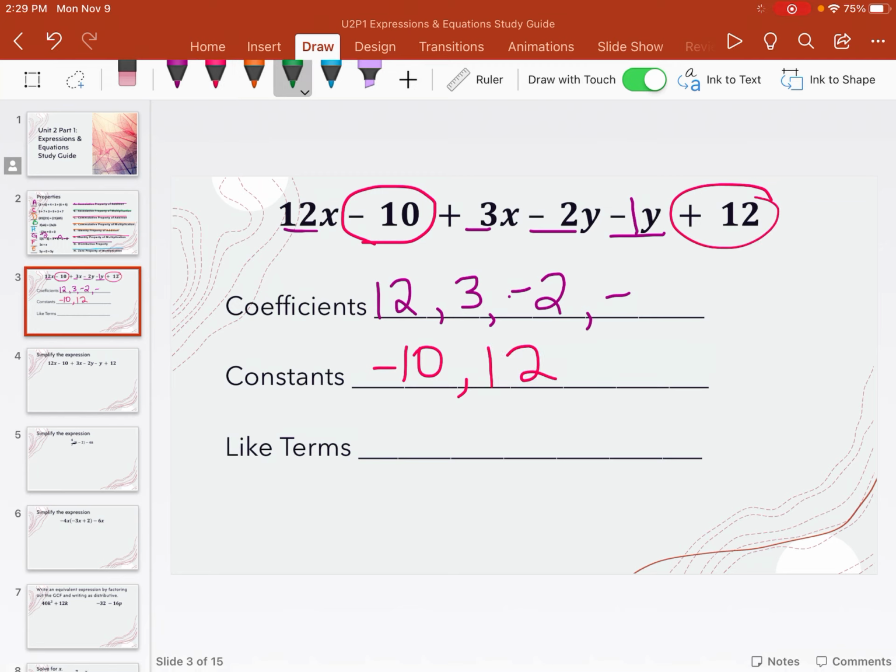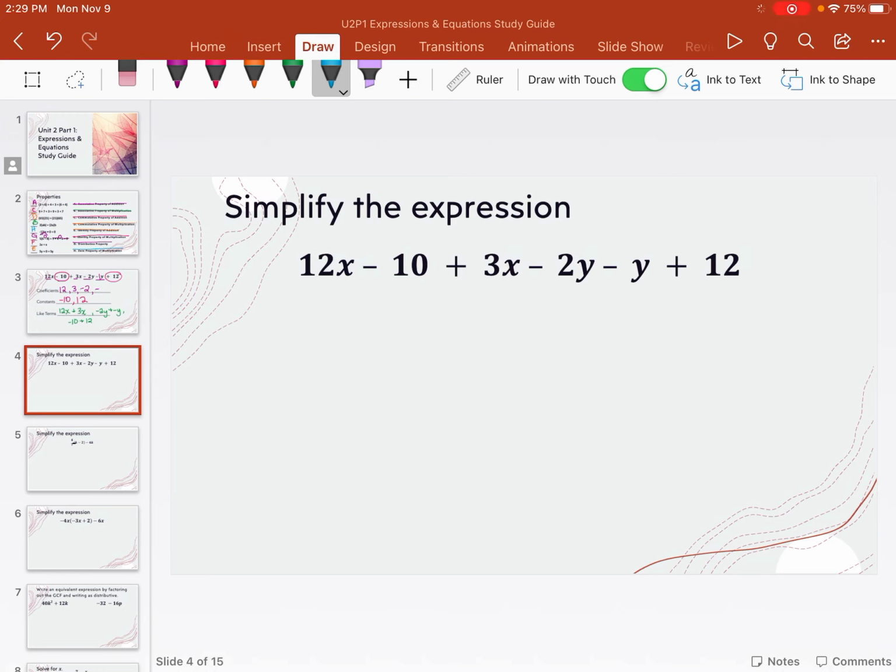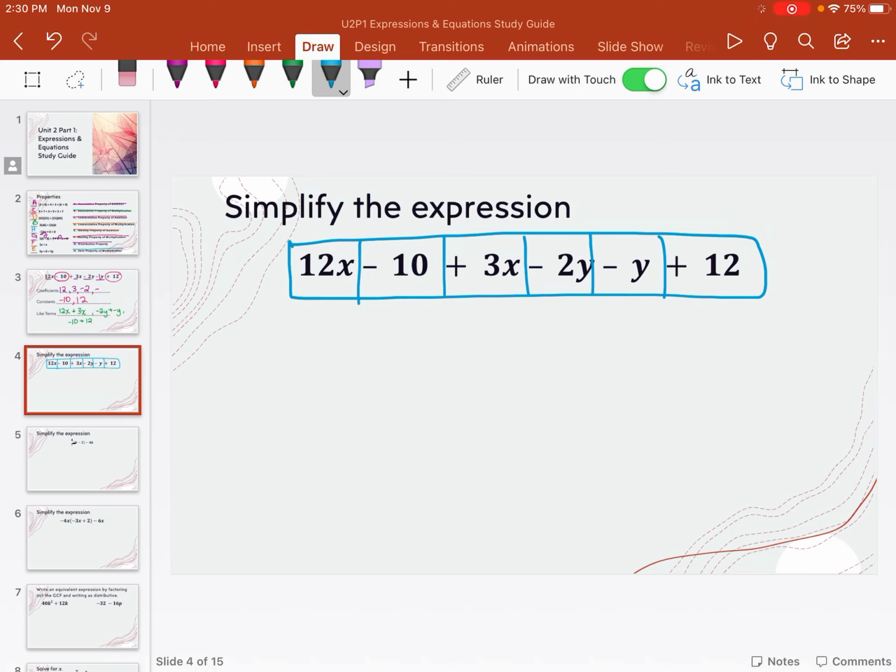Now, using that same expression, we want to simplify it, so combine our like terms. So I'm going to train this one up. Choo-choo. So box my terms. I'm going to rearrange it using my commutative property to find my families. So I've got 12x plus 3x. There's my x family. Then I've got my y family, negative 2y minus y. Those two go together. And then our constants, negative 10 plus 12.